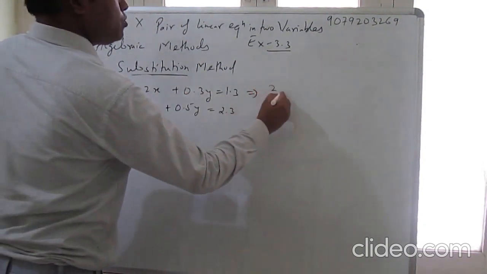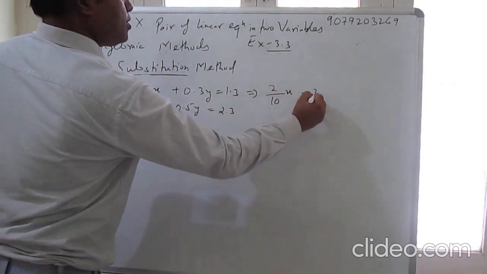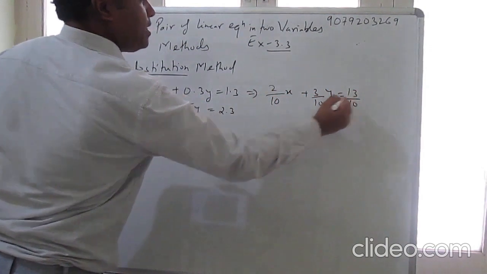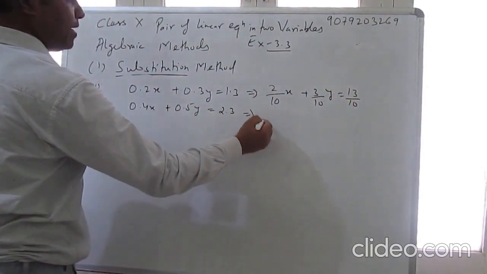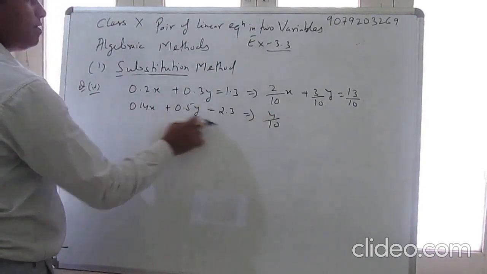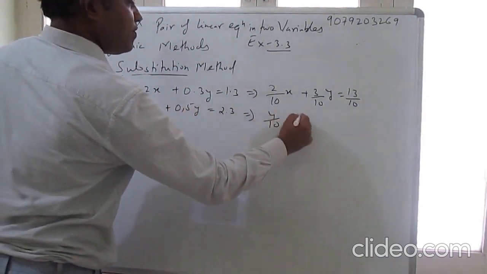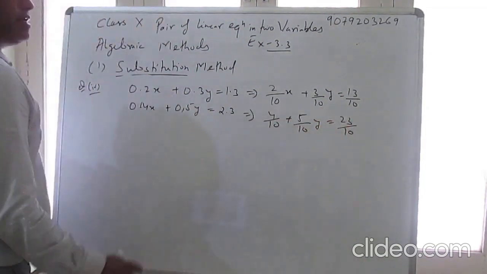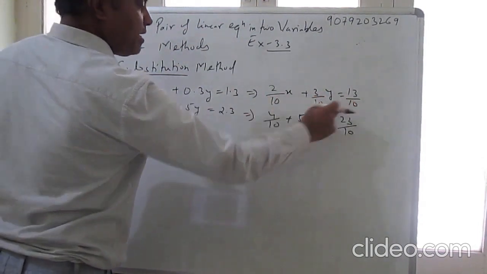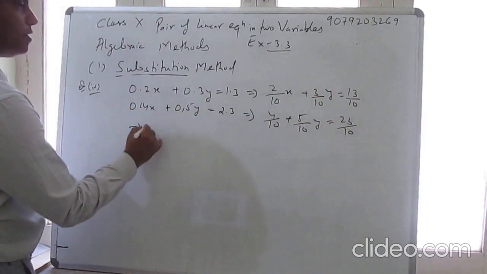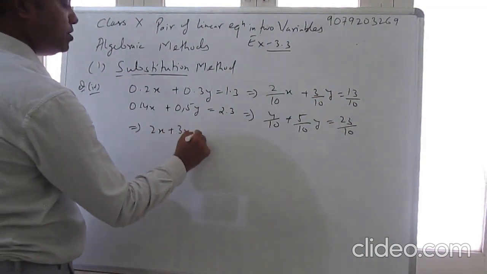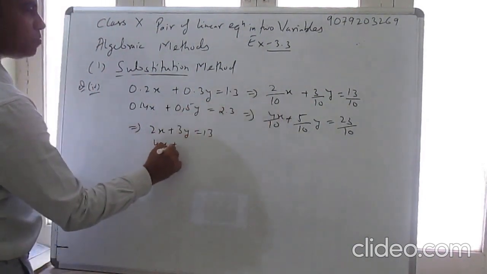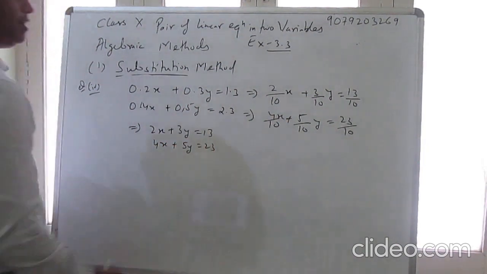1. So it is 2 upon 10x plus 3 upon 10y is equal to 13 upon 10. The point goes away and 10 comes below. This also you can rewrite: 4 upon 10x plus 5 upon 10y is equal to 23 upon 10. Take 10 LCM, you see that 10, 10, 10 cut. So you will get 2x plus 3y is equal to 13, and 4x plus 5y is equal to 23.